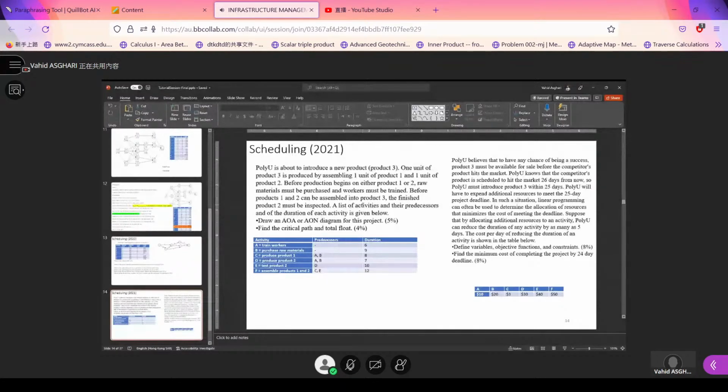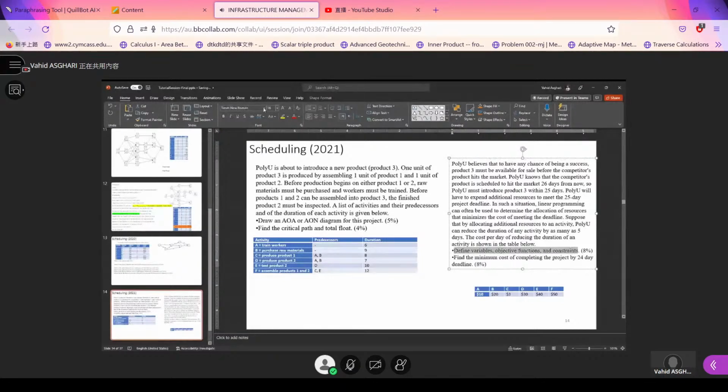But for example, in 2021, there were two questions, part A and part B, and part A was one question, part B was another one. Again, we had these defined variables, objective function, and we just basically covered it. And yep, this is it. So this is the scheduling problem.